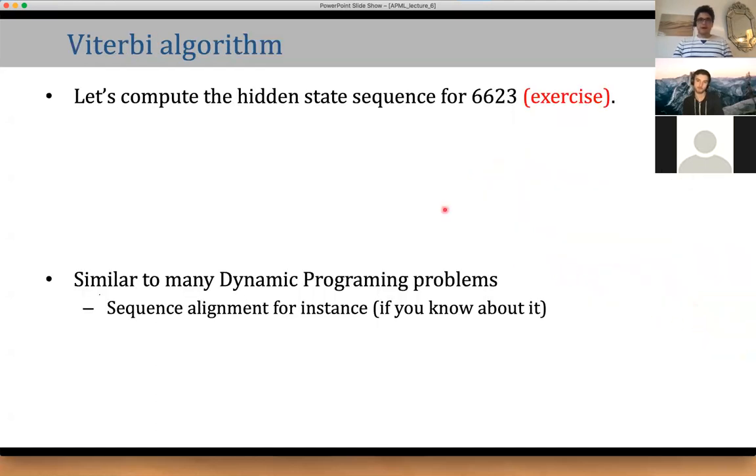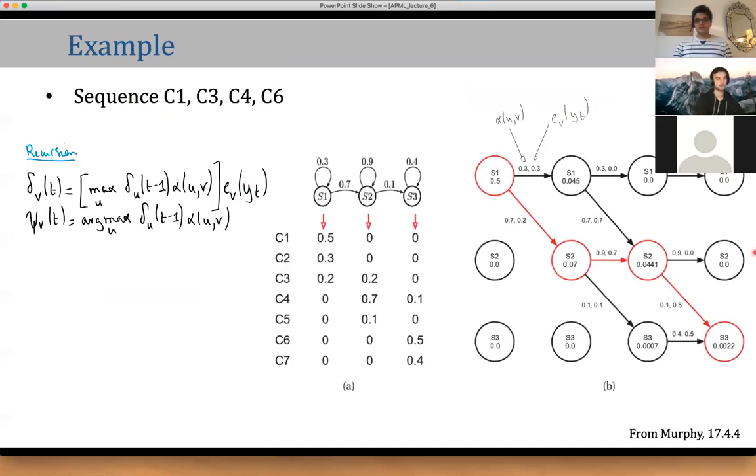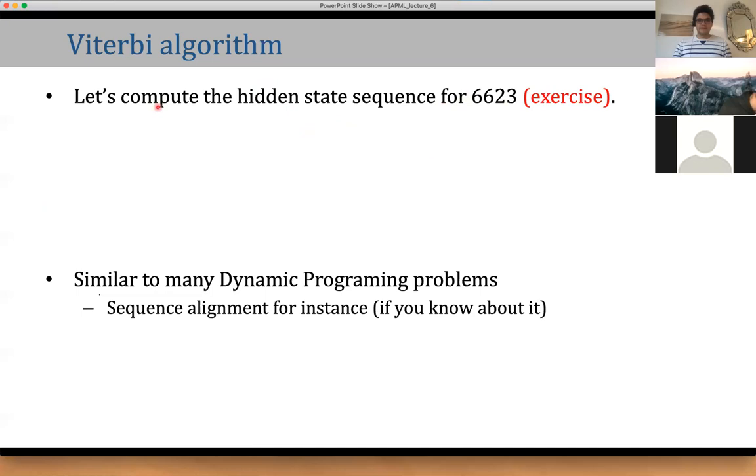Okay. So to train, you can do that on the casino example. So that's one exercise for next week. Try to apply the Viterbi algorithm to the sequence 6623. You don't have to do it like that. You can construct a path with some graph, but you can also fill in this kind of matrix of the delta and the psi. I think that's a good exercise to compute the hidden state sequence for this sequence, for instance.